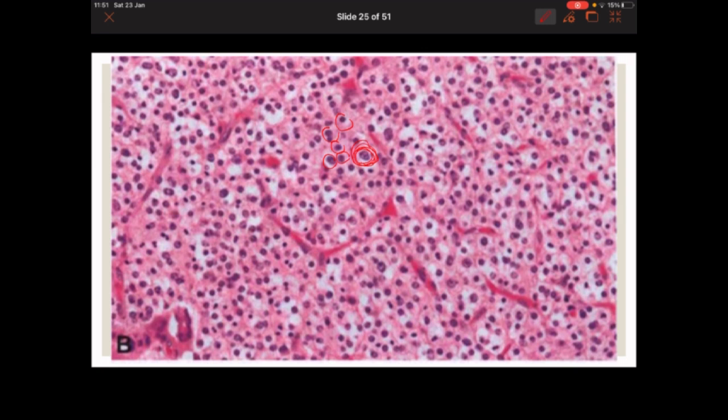And there is also a dense network of delicate capillaries. These small capillary vessels are branched. The tumor is well vascularized with numerous branched blood vessels, and these small capillary blood vessels we call chicken wire. They look like chicken wire.